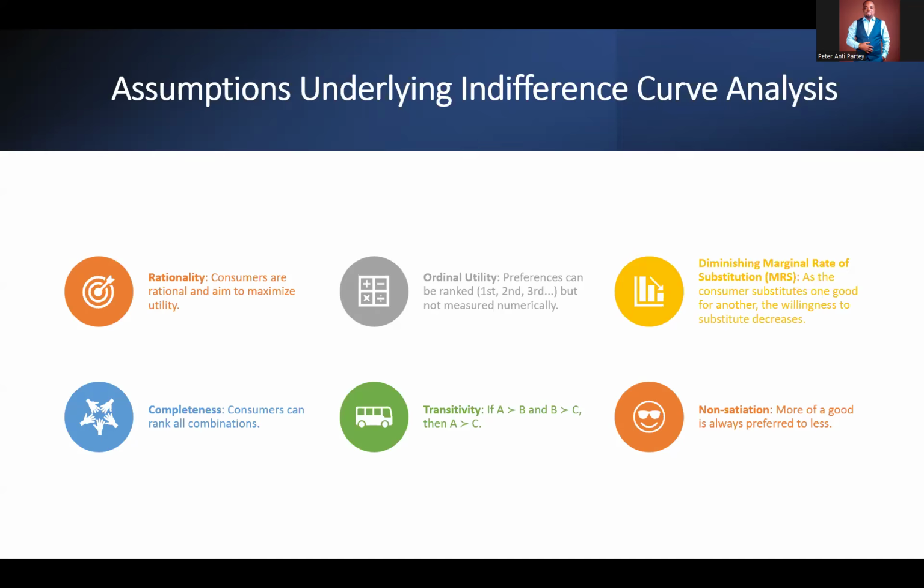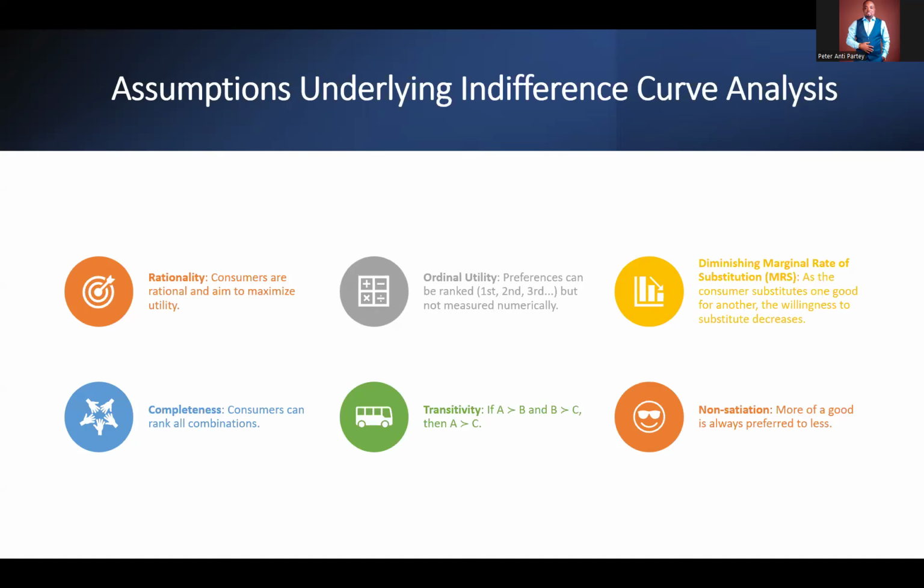We say that as the consumer substitutes one good for another, the willingness to substitute decreases. And I will explain this using a diagram. I'll go back and then explain this. But what we're saying here is that the consumer is always willing to substitute one commodity for another, and as he does that, the willingness to do that decreases. That is an assumption.